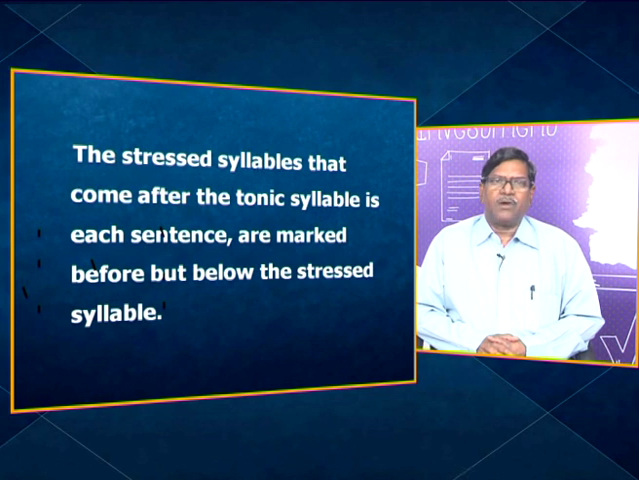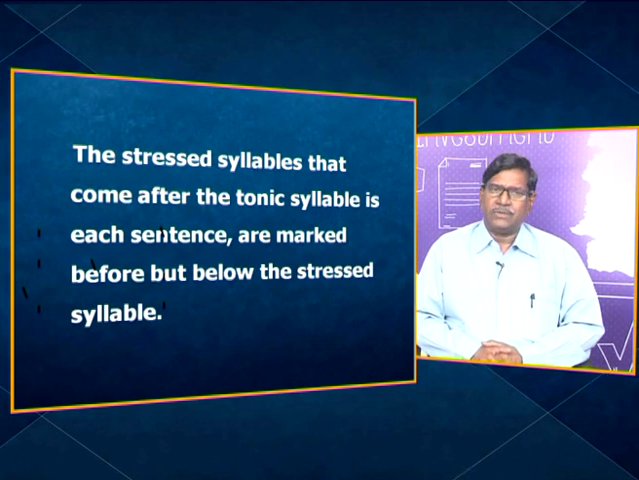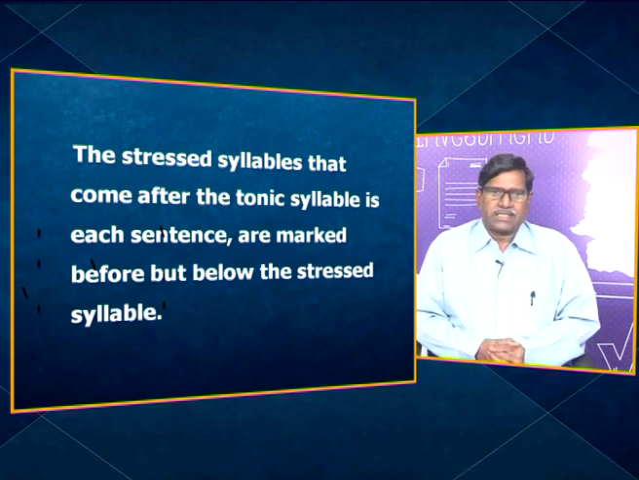The stressed syllables that come after the tonic syllable in each sentence are marked before but below the stressed syllable, because they are not important. The important stressed syllable is the one receiving the primary or tonic accent. So in sentences, among the stressed syllables, normally the last stressed syllable gains primary accent, but it may also depend on the meaning the speaker wants to convey. The primary accent may change from the last stressed syllable to any other stressed syllable in the sentence.